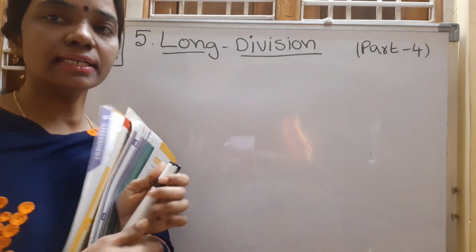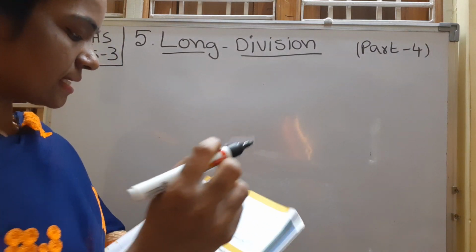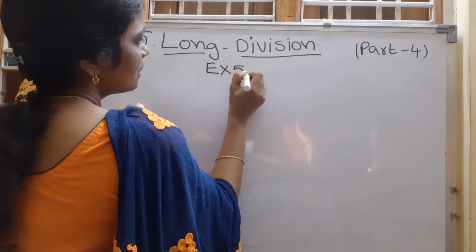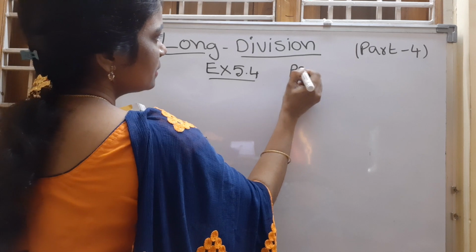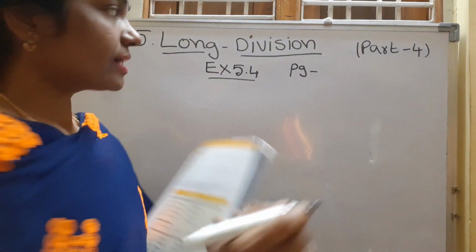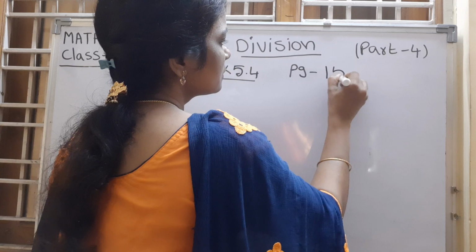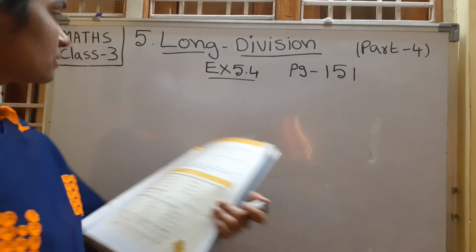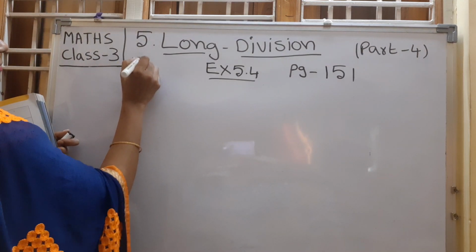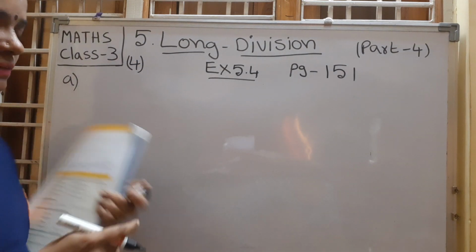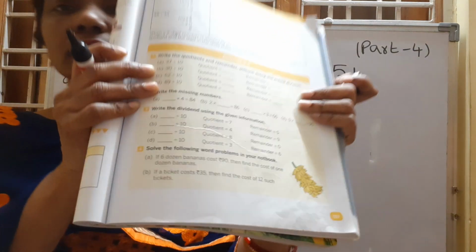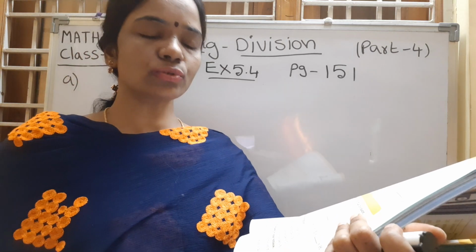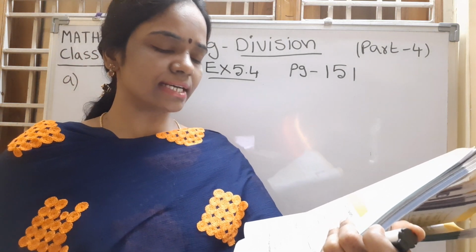From page number 151, exercise number 5.4. Word problems we are going to do now. The fourth one, from 4A, we are going to do. So what is the given question here? If 6 dozen bananas cost 90 rupees, then find the cost of 1 dozen bananas.